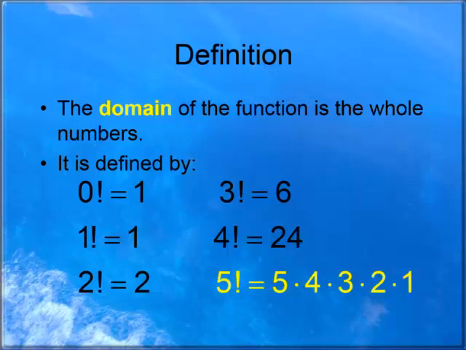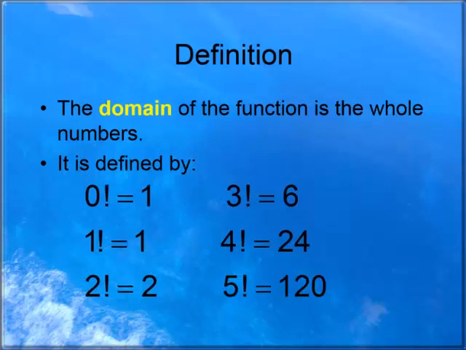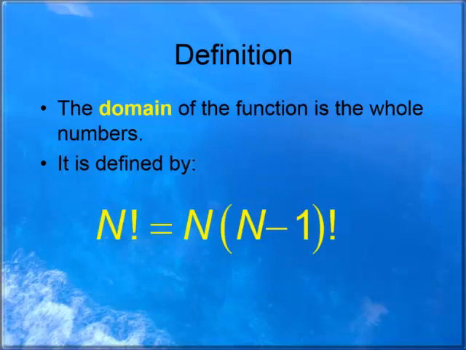Okay, so 5 factorial. This is the last time I'm going to do this. That 4 times 3 times 2 times 1, all of that is 4 factorial. So to find 5 factorial, I take 5 times the answer to 4 factorial. 5 times 24 gives me 120. So 5 factorial is 120. The way we write this is that n factorial is equal to n times n minus 1 factorial.